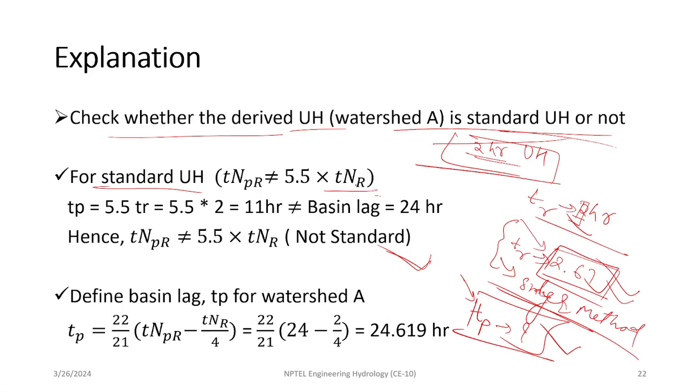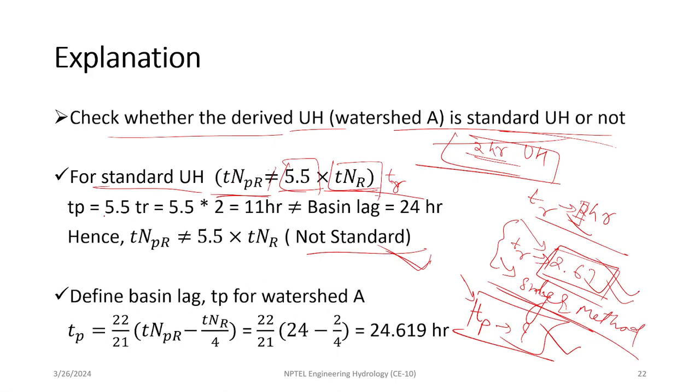Now these parameters have simple meaning. TR is nothing, it is just a value of whatever the small TR value we are seeing, that is a 1 hour duration or 2 hour duration of unit hydrograph. So this is representing a duration of the rainfall. And then 5.5 is just a factor which has been multiplied in order to achieve TNPR, time to peak. Now if it is not equivalent, that means it is not standardized.